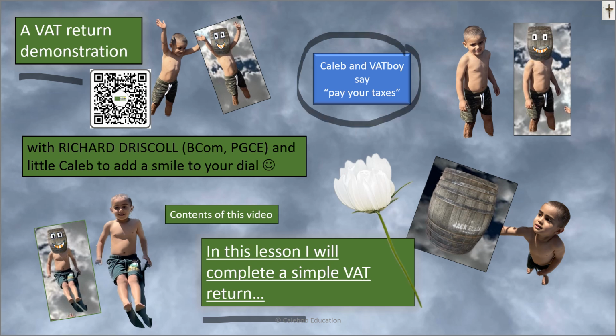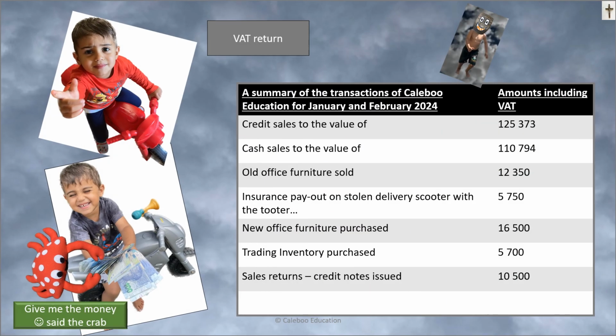And Caleb and VAT Boy say, just pay your taxes. Caleb's just hooting his hooter there, just to check if you're awake.